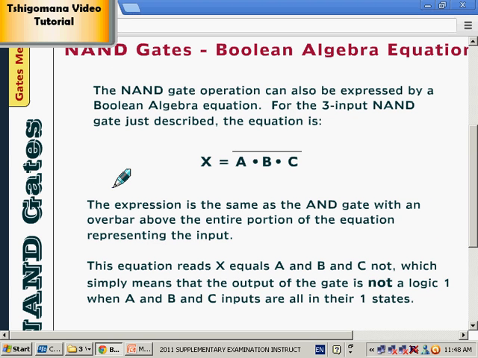Let me repeat. The expression is the same as the AND gate with an overbar above the entire portion of the equation representing the input. This equation reads X equals A and B and C, not, which simply means that the output of the gate is not a logic 1 when A and B and C inputs are all in their 1 state.